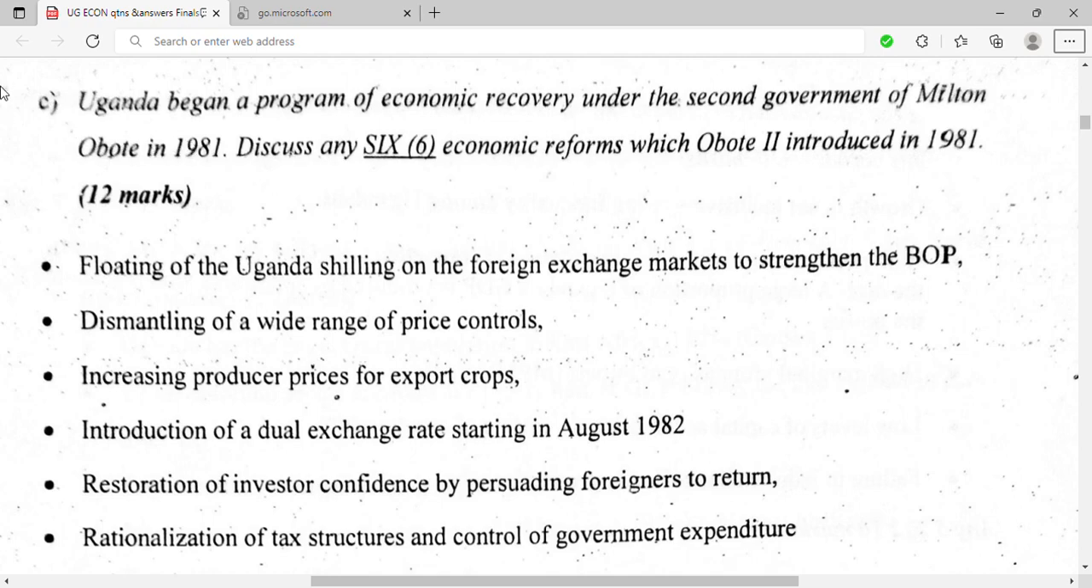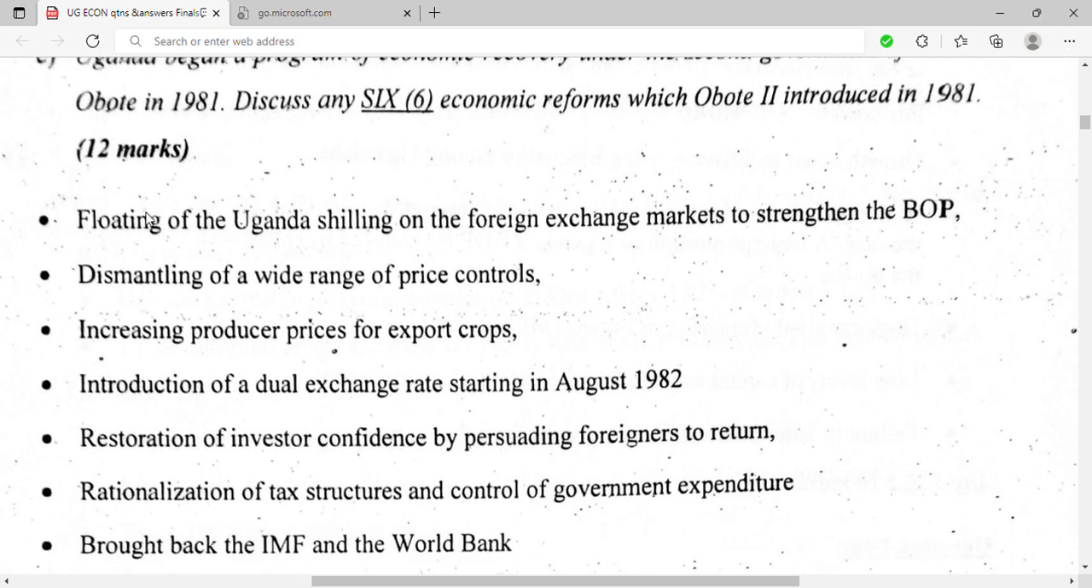Yeah, so every point that you give has 2 marks if you explain it. The first thing was floating of the economy, floating of the Ugandan shilling on the foreign exchange market to strengthen the balance of payment. Floating it means that he let the value of the Ugandan shilling be determined by the market forces of demand and supply. So he floated the Ugandan shilling, unlike Amin who set the value.